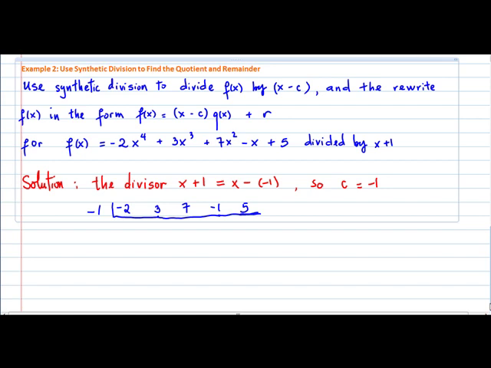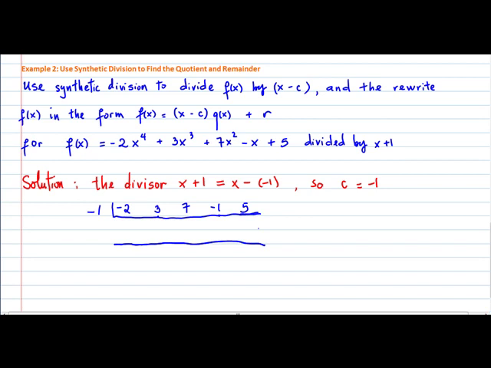And here's how you do it. Let me draw a line here. Always bring the first number down. So I bring it down, and I get minus 2. Then take minus 1 times minus 2, which is a positive 2. Then you add them together over here. I add them together, and I have 5.